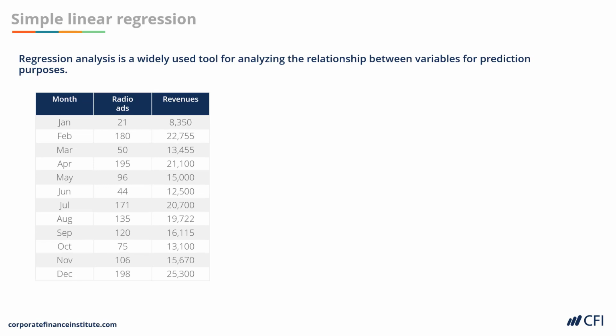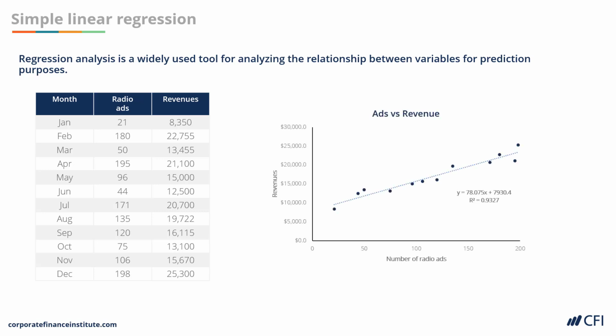So in this example, you can see here what we've got is by month the number of radio ads that were aired by a company and the revenue in that month. What we then do is create a scatterplot chart in Excel and graph a line of best fit. The equation of that line becomes our formula for forecasting in the future.